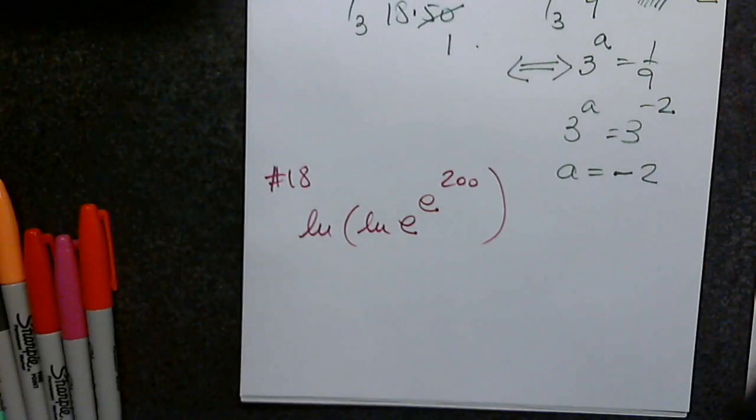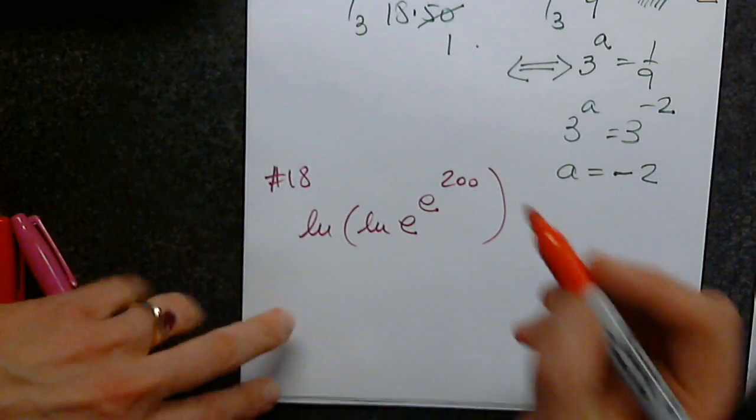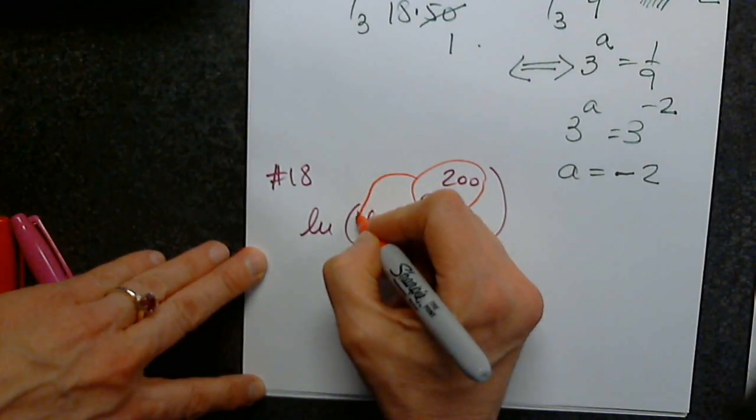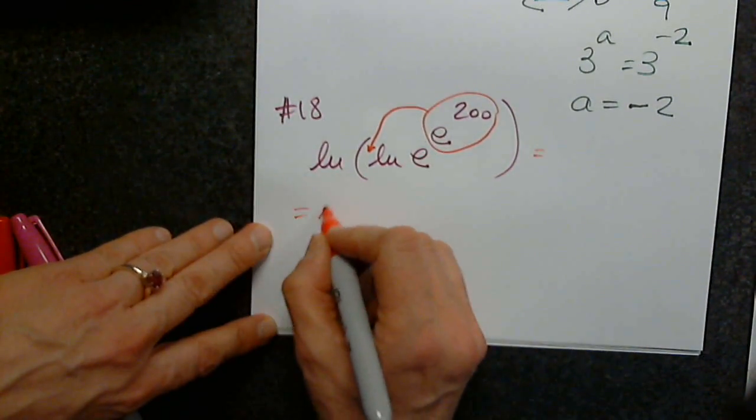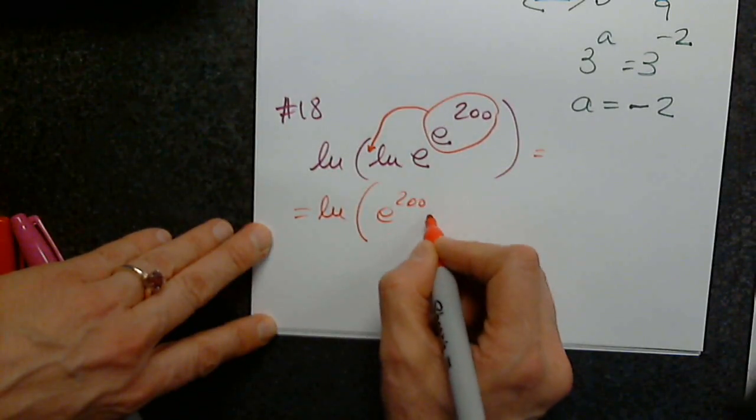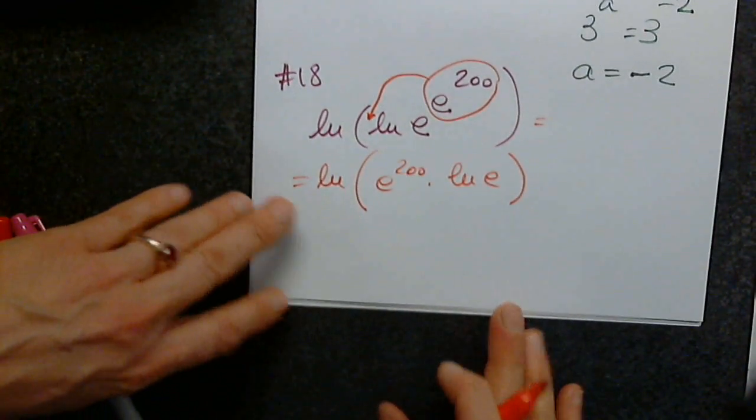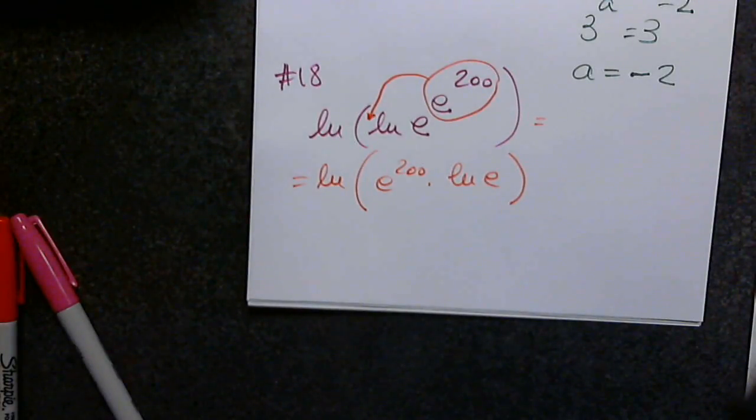So here's what I see. I see natural log applied to natural log e to a power. So I have to use the power rule. So I have natural log e to a number. Where does this number go? E to 200 goes in front of it. So this whole thing will be squeezed in here as a product. So natural log e to 200 times natural log e. Yes, we applied the power rule.